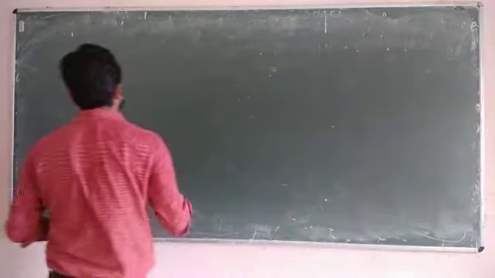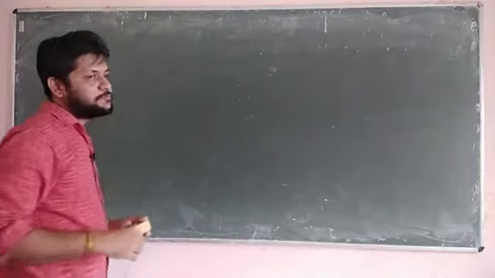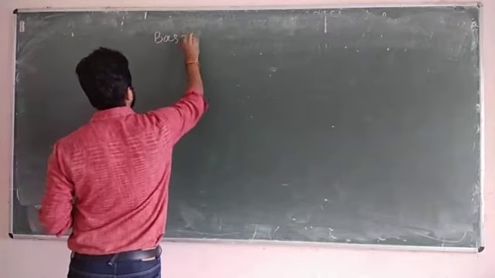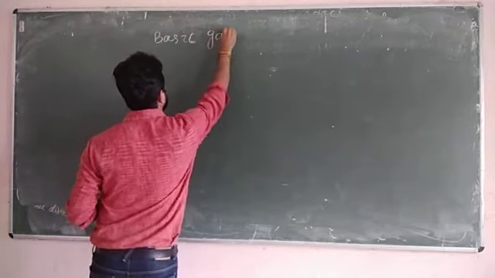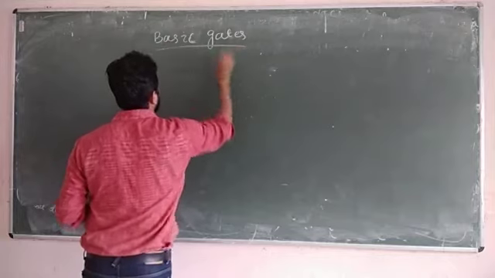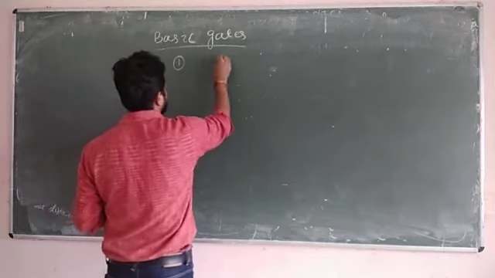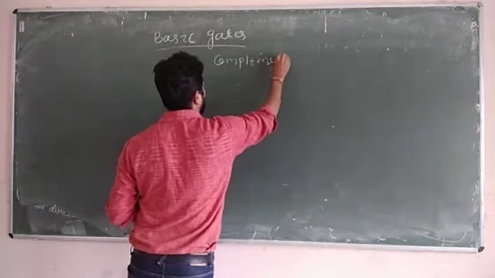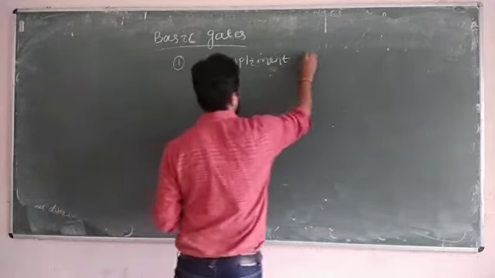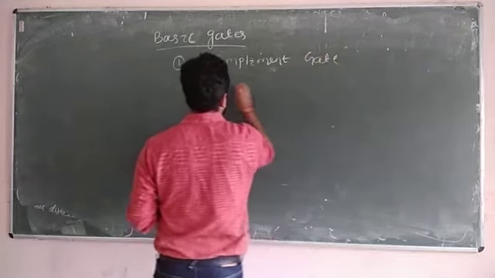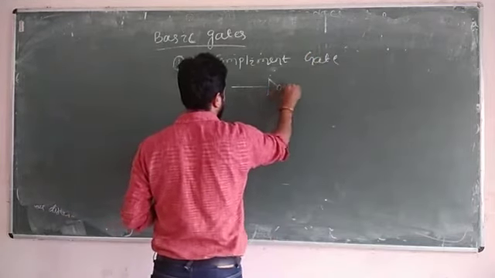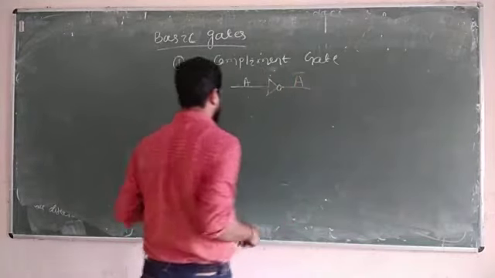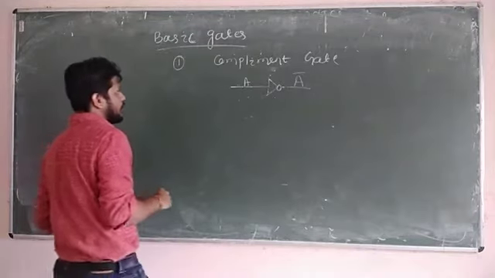Next we will study the basic gates. Till now you have studied 3 basic gates. The first one is the complement gate, or inverter. This is the symbol. If I give an input A, then I will get the output as A complement or A bar.